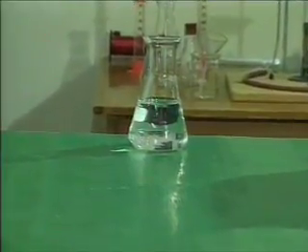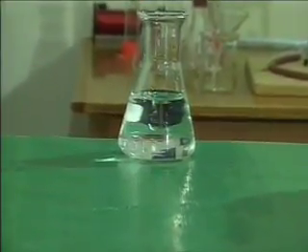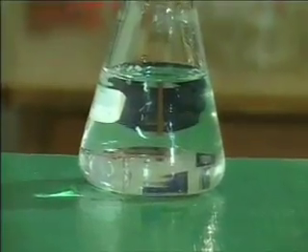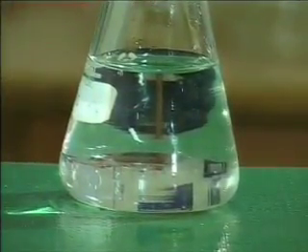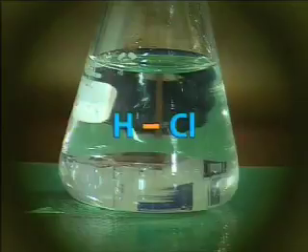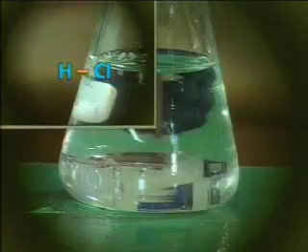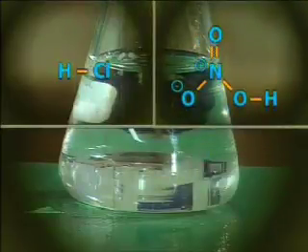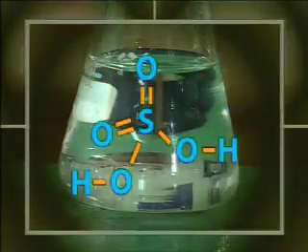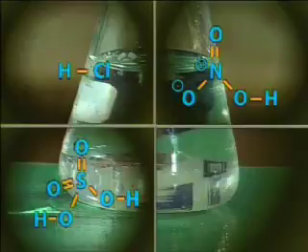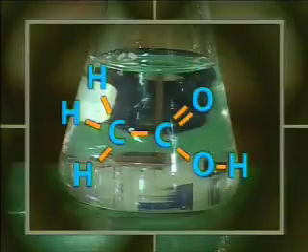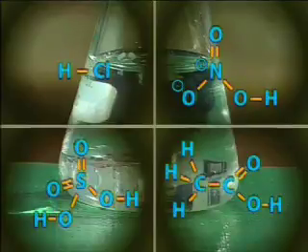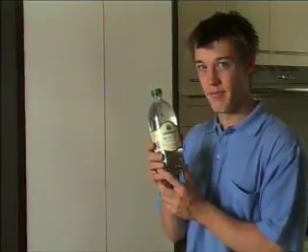Now, if we could look up close at acid molecules, I mean really close, we'd see that they have some things in common, like hydrochloric acid, or HCl, and nitric acid, or HNO3, and sulfuric acid, or H2SO4, and acetic acid, or CH3COOH, which is also known as vinegar.